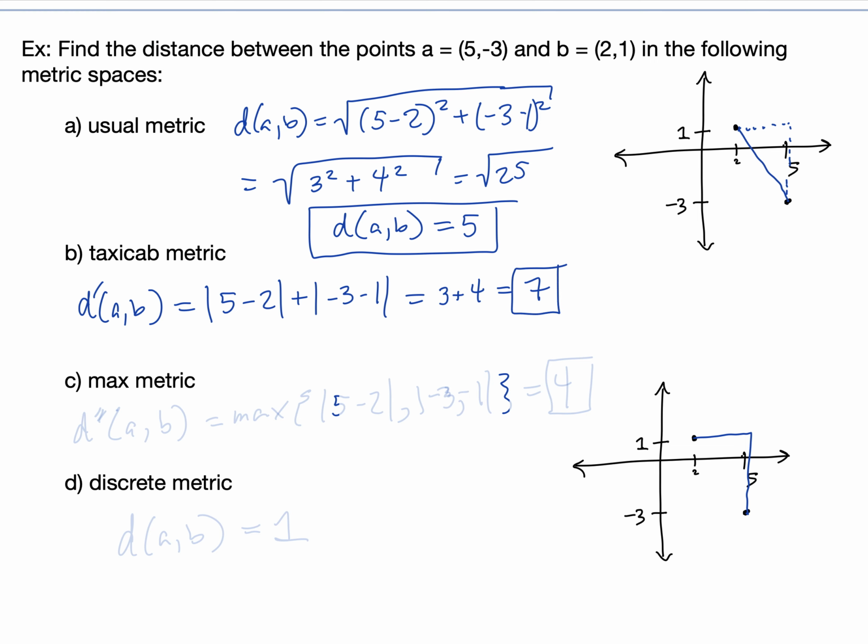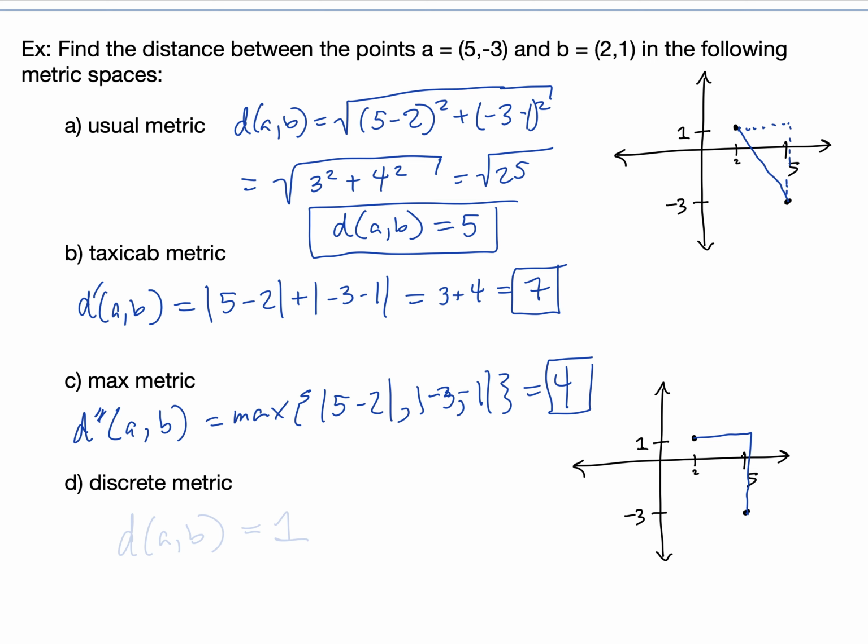What about the max metric? Then the distance between these 2 points in the max metric is given by the max of the absolute values of the differences in the x direction and the y direction. So the maximum of 3 and 4 would be 4. So in the max metric, the distance between those 2 points is 4.